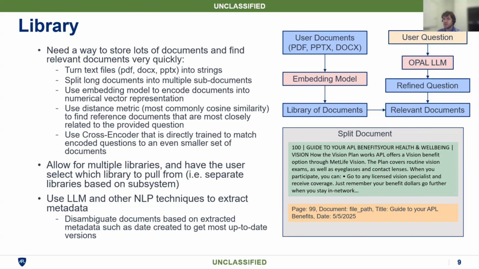And here you can see an example of a document. It might just be a short thing, and then we get metadata about it, such as the page, the document's file path, the title of the actual document, and the date we expect it was published.